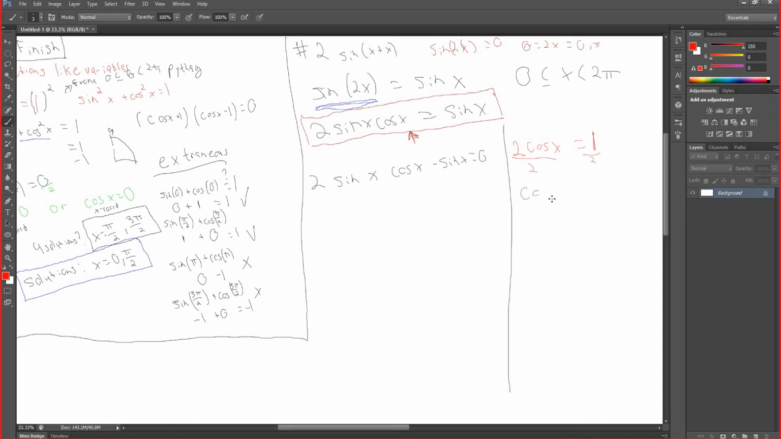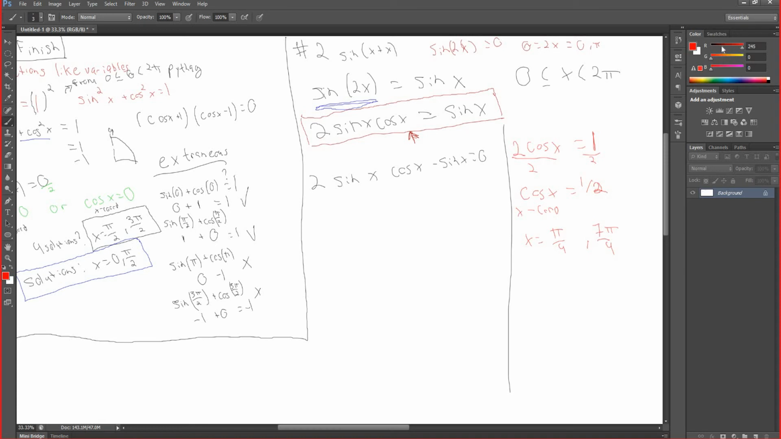I'd have cosine of x is equal to 1/2. And now I have an inspection problem. Well, where does my x-coordinate equal 1/2? This is going to be at x is pi over 4, or 7 pi over 4. Okay.